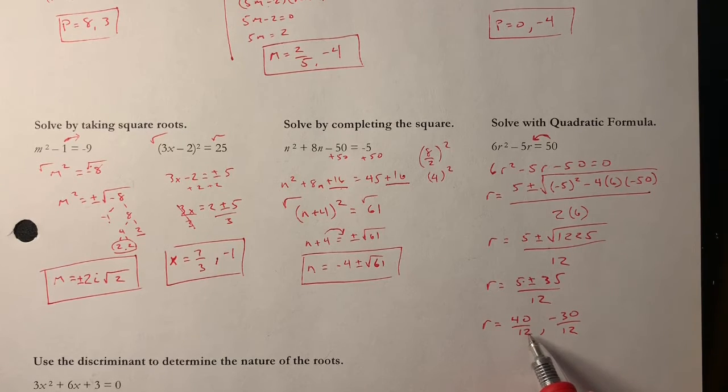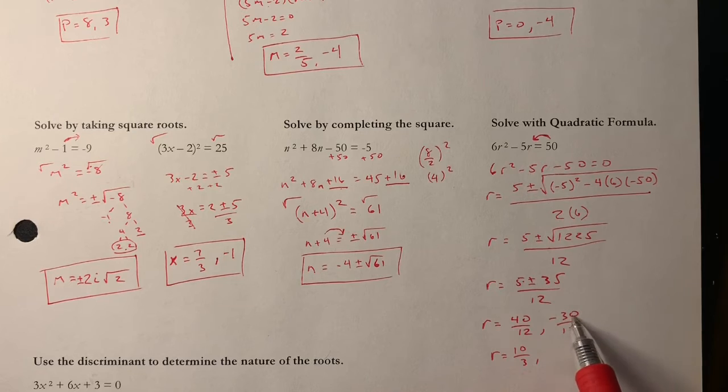40 over 12. So what goes into 40 and 12? I think 4 is going to be the biggest number. 4 goes into 40 10 times and into 12 3 times. So I'm going to get R equals 10 thirds.